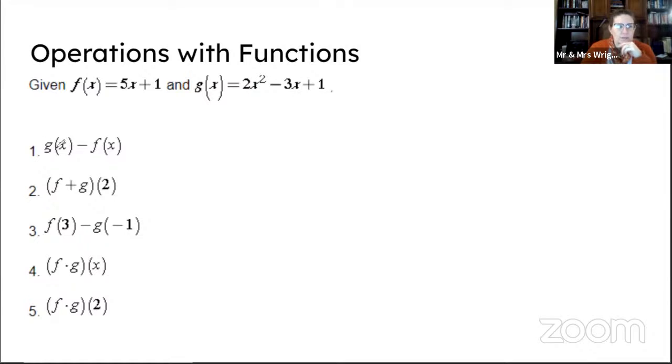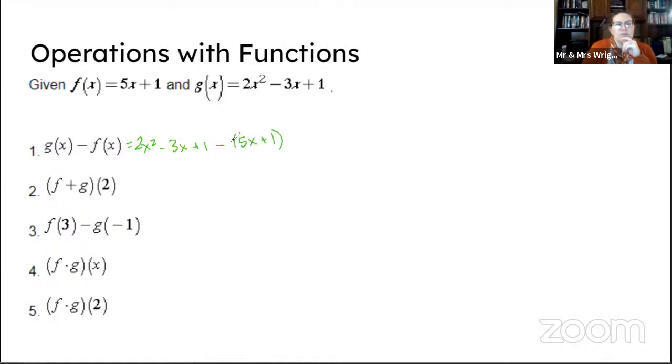All right, welcome back. So we've got g of x minus f of x. I'm going to start with g of x here. I'm going to write 2x squared minus 3x plus 1 minus f of x, 5x plus 1.